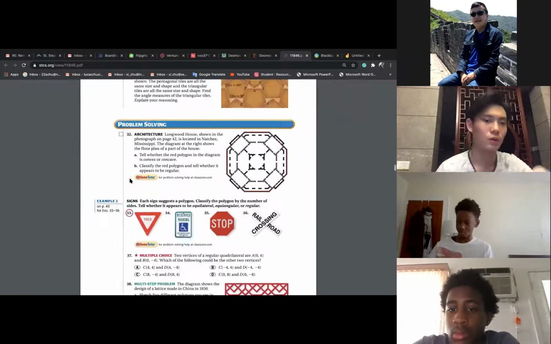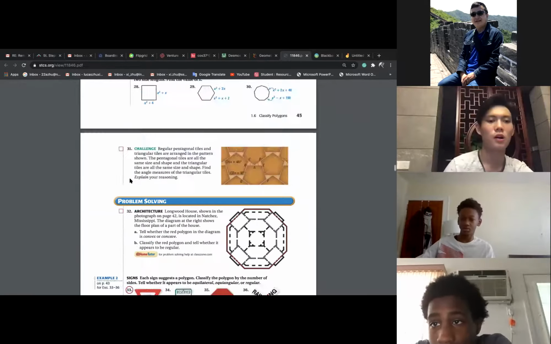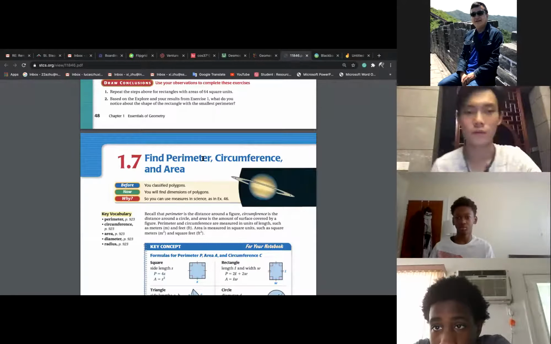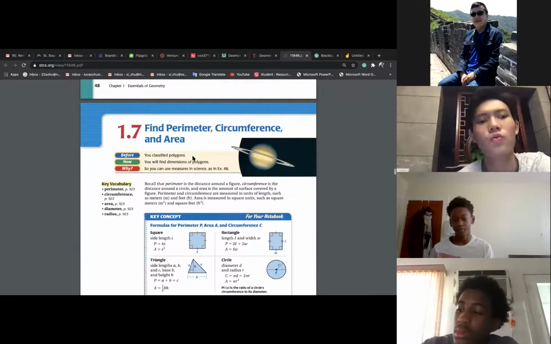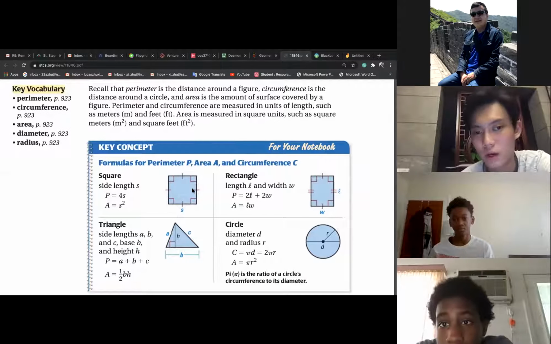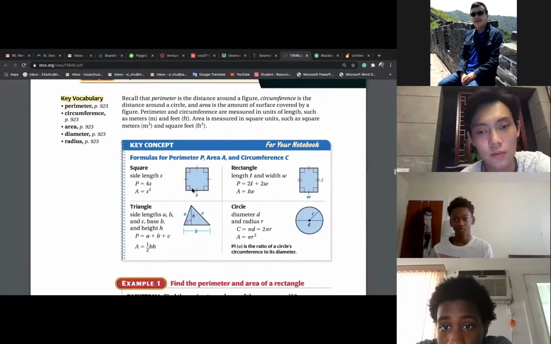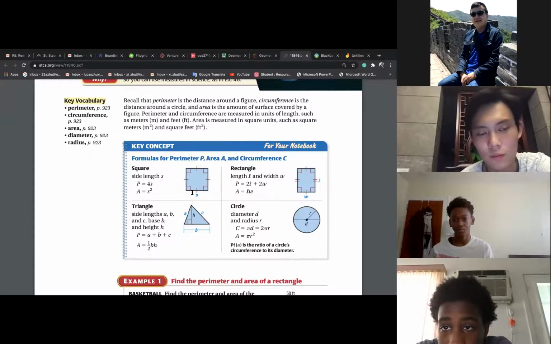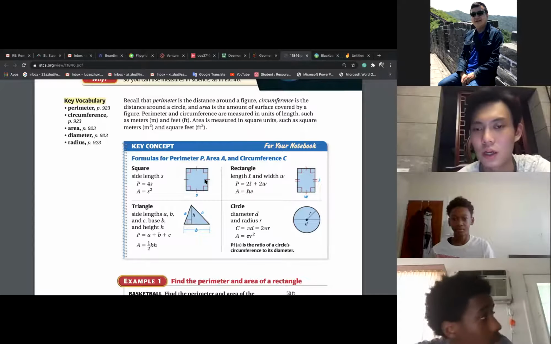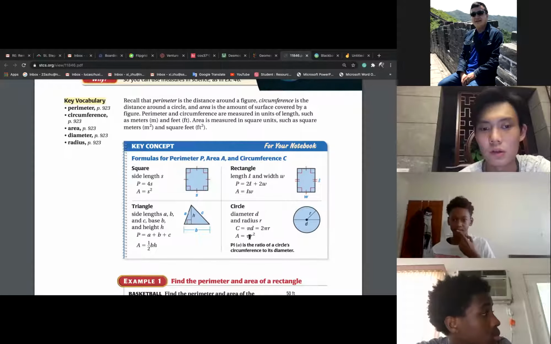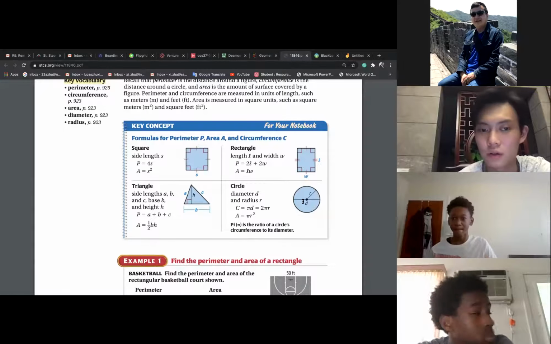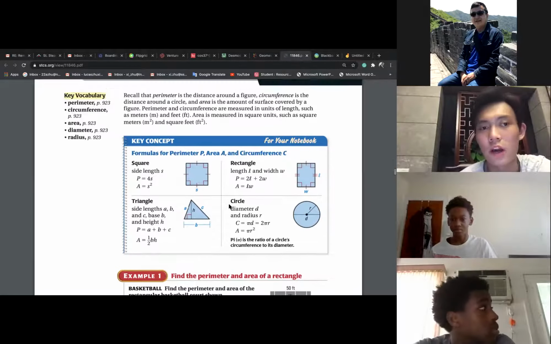You guys are good with polygons, right? So we're going to start perimeter, circumference, and area. We talked about it last time for a little bit. Just remember that square and rectangle are really similar. You just use the base times the height and you get the area. For a triangle, you use the base times the height and also divide it by 2. And for the circle, pi r squared gives you the area formula.